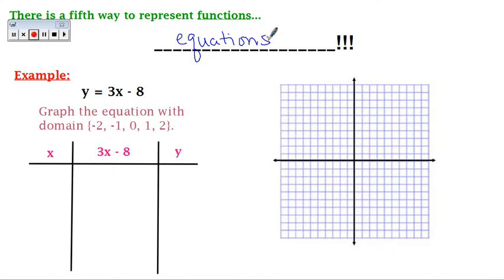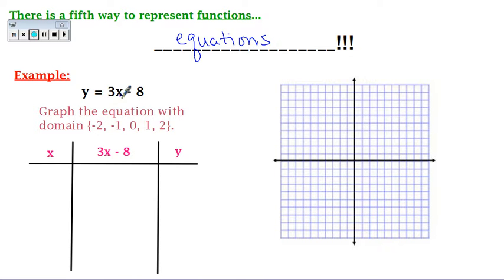So with equations, we've got to talk about how do we then take that equation and represent that function as a graph and as a table. We don't necessarily do it as mapping, but we can represent it the other 2 ways. So what we do is we are given this equation, y equals 3x minus 8 in our first example, and then here we're told the domain that we want to use for this equation. So they tell us that we want the domain to be -2, -1, 0, 1, and 2.